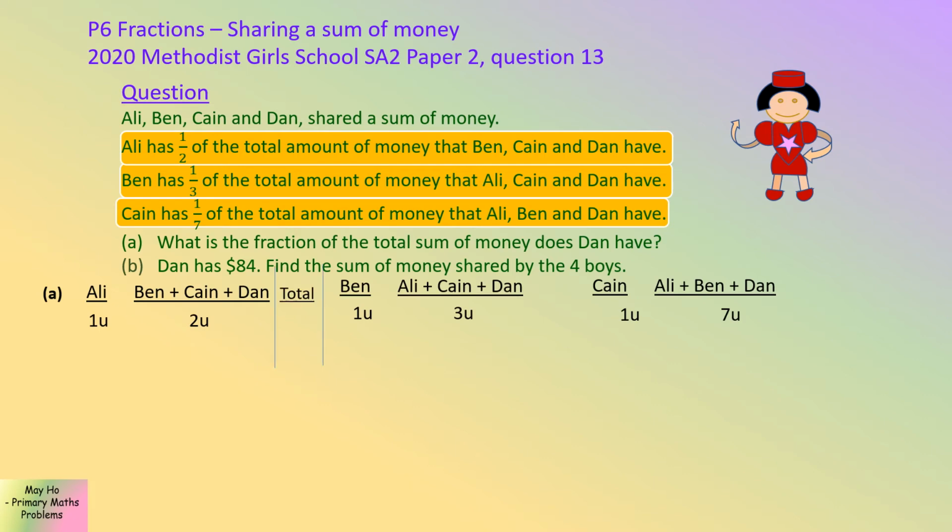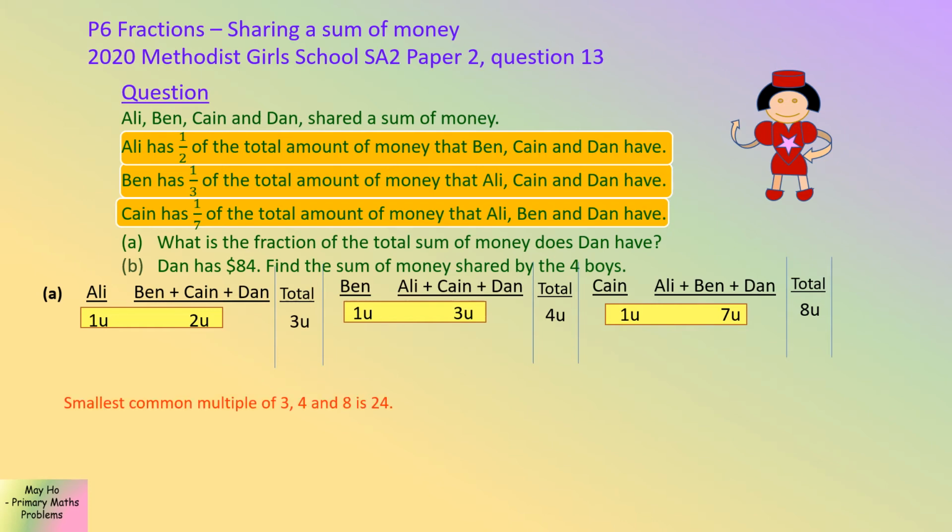So let's work out the total of each information that we have found. Now, as we know that the total amount of money has no change, so we'll try to make the total units the same. The smallest common multiple of 3, 4 and 8 is 24. So let's make all the totals the same. 3 times 8, 24. 4 times 6, 24. 8 times 3, 24. Right.